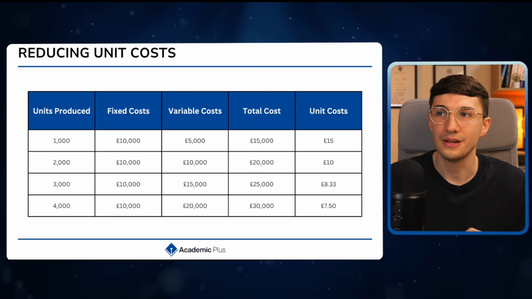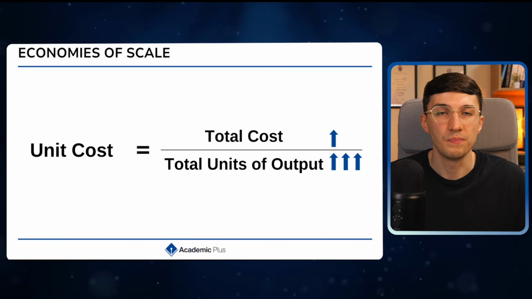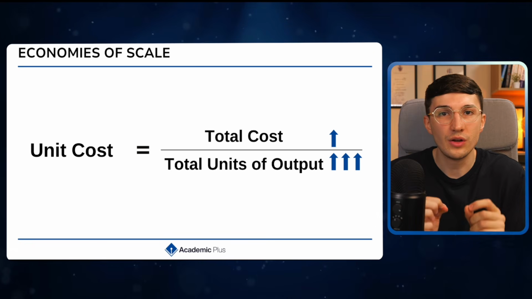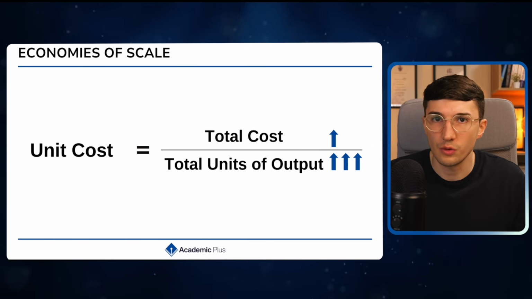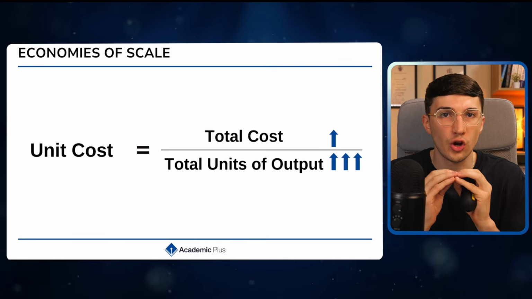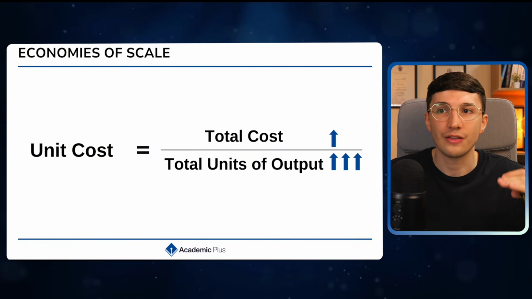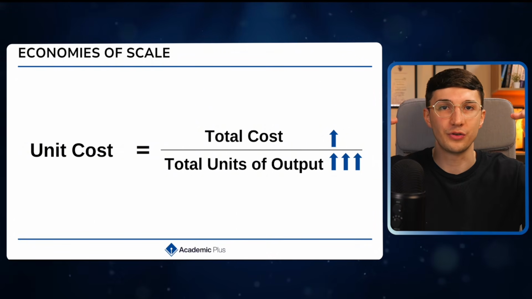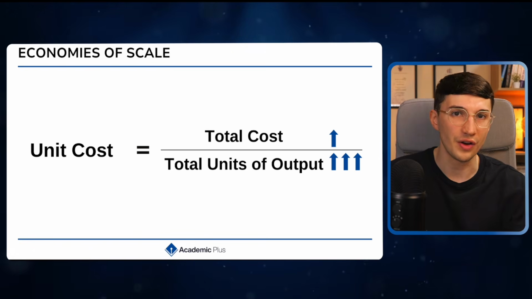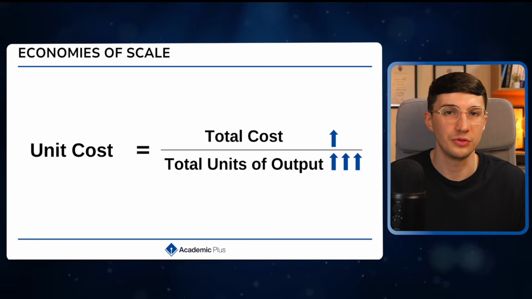So what is happening here? As I'm producing more units, my unit costs go down. When we look at economies of scale, yes, total cost is going to increase because I'm producing more units, but the fixed costs are being spread now over more units. So if we look at the rate that the total units of output is increasing, this is a lot larger and a lot quicker than the rate of total cost increasing. And because of that basic calculation, that's what helps reduce the unit cost.